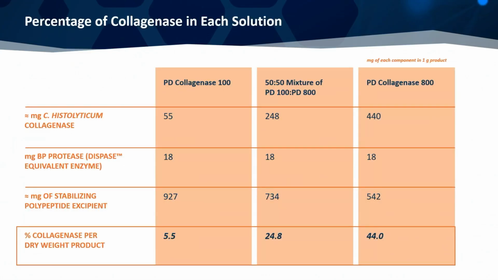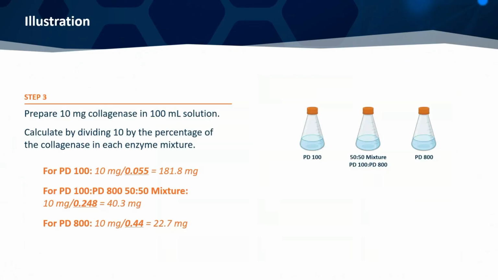First and foremost, you'll see these all have different percentages of collagenase. To use this approach, what you're going to do is assume we're making a 10 milligram collagenase solution in 100 ml, or 10 milligrams collagenase in a 100 ml solution. You're going to divide 10 milligrams for the PD 100 by the percentage of collagenase, and to get 10 milligrams, you're going to have to use 181.8 milligrams of the PD 100, and so forth, all the way down the line.